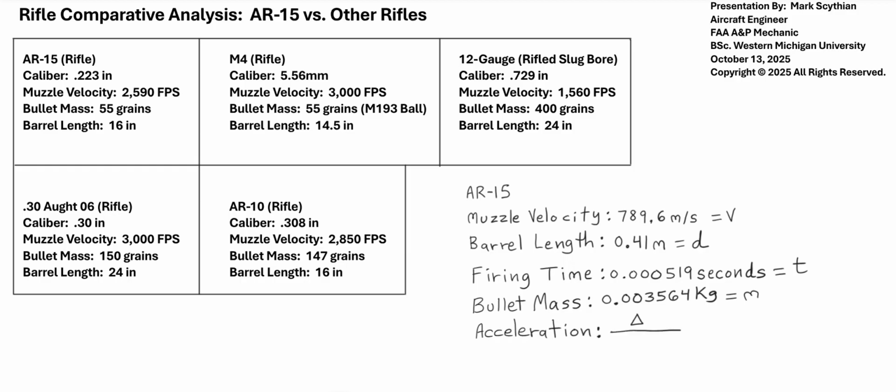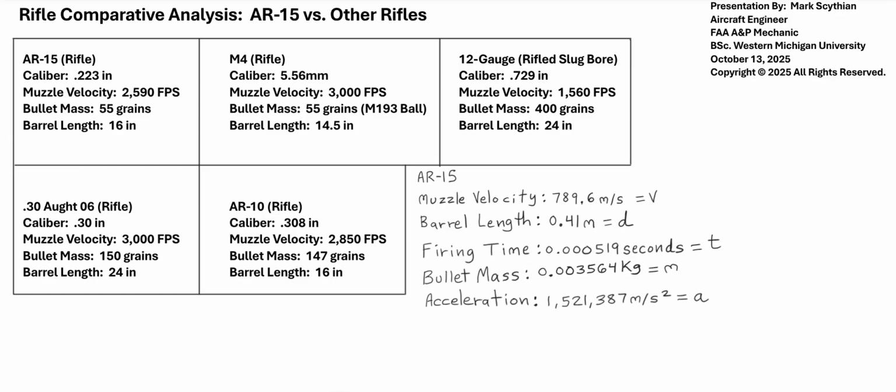Next we have to calculate the bullet acceleration, so we have delta V over T, the change in velocity, final velocity minus initial velocity divided by time, or the firing time. So we'll calculate an acceleration value of 1,521,387 meters per second squared.